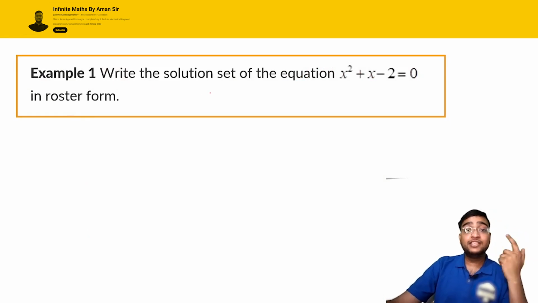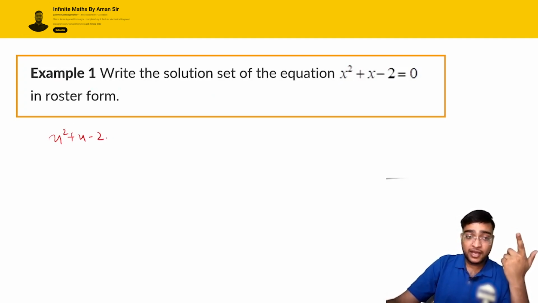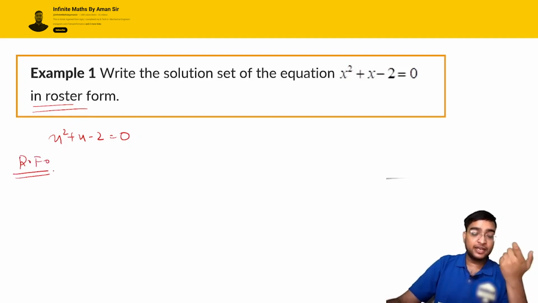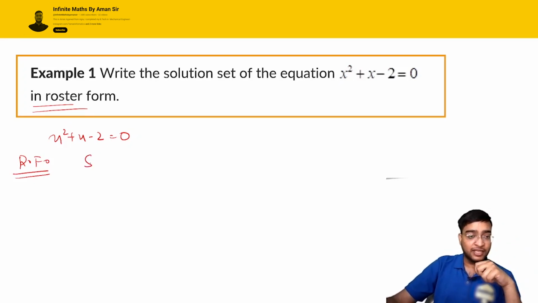Example 1: write the solution set for the equation x squared plus x minus 2 equals 0. Find the set in roster form. In roster form, I denote the set as S. We just find the solution of this equation.